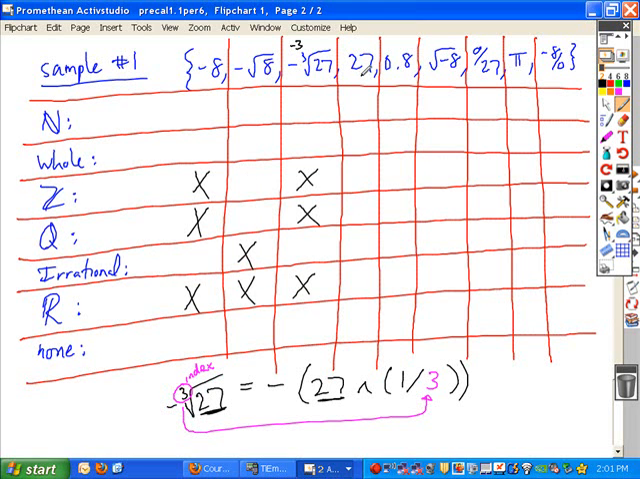And what about 27? Natural. So it's a natural, therefore it's also whole, an integer, a rational, and real. What about 0.8? Rational is the most specific, therefore it's also a real number. And what about square root of negative 8? None. This is an imaginary number, right?